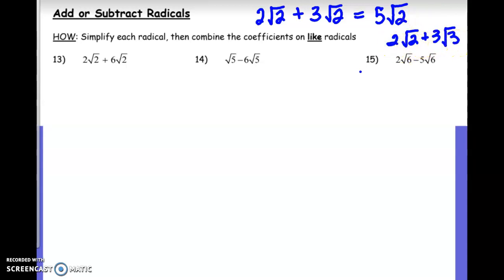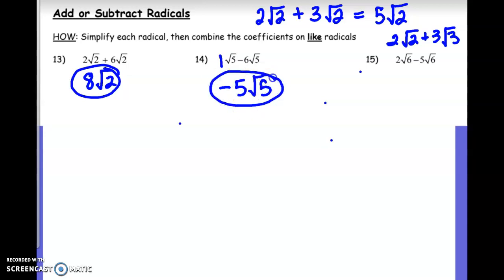So in our example in number 13, the radical 2's are the same. So all we have to do is look at the coefficient before the radical. We still call it a coefficient. And we say 2 plus 6 is 8. And then the radical 2 would stay the same. So it stays pretty easy. Okay, if there's no coefficient before the radical, it's really a 1. So 1 minus 6 would be a negative 5. And our radical 5 would stay the same. Okay, 2 radical 6 minus 5 radical 6. 2 minus your 5 is negative 3, and then radical 6.